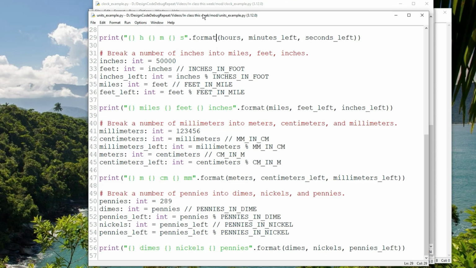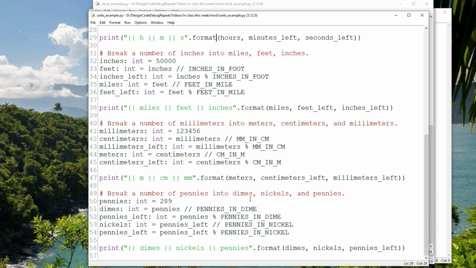And leftovers means mod. Suppose you're given a value in the smallest unit, and you want to figure out what that value is starting with the largest unit. This program, unitsexample.py, solves that problem for the 3 examples I just gave. But it's easier to visualize how mod helps us solve this problem with an example with smaller units.